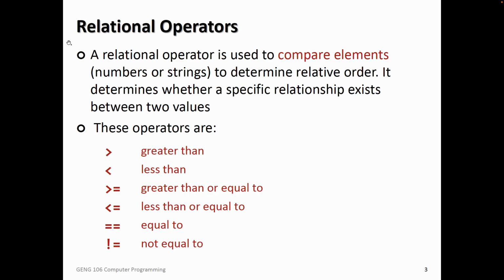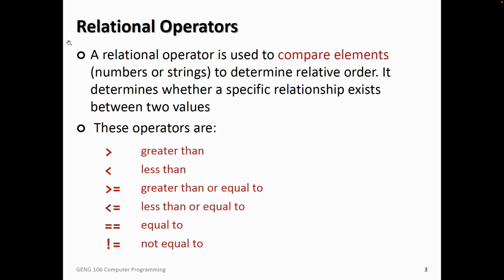And it has a certain notation close to mathematics, but with some differences. For the greater than and less than signs, it is the same. But for greater than or equal to, we use the greater sign and then the equal sign. It means: is it greater than or equal to? Similarly, for less than or equal to, we use the equal sign. And for the equal to sign, we don't put 1.